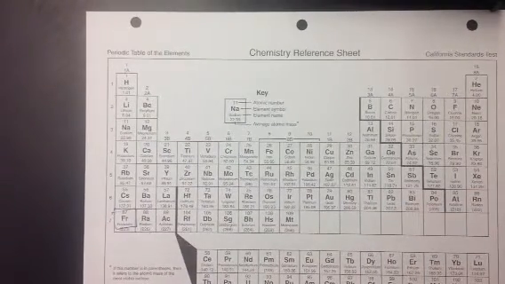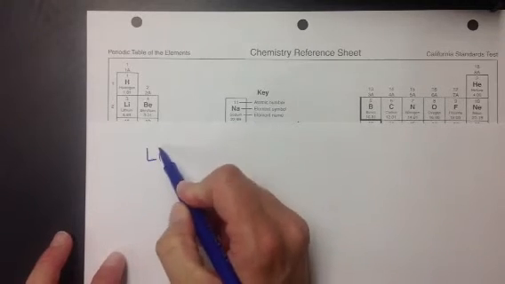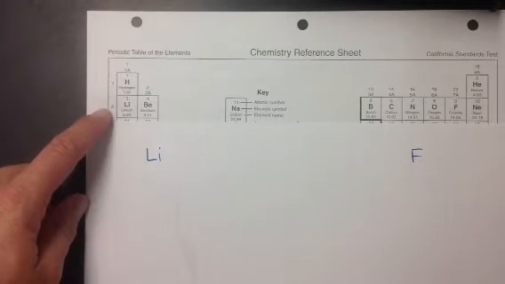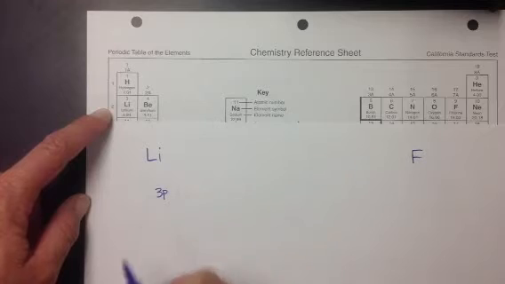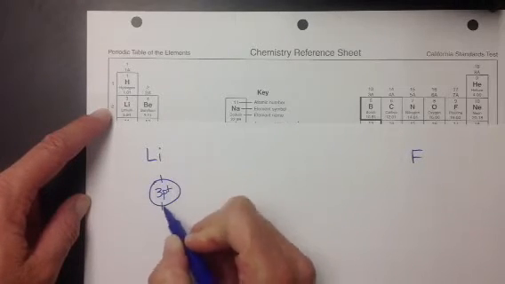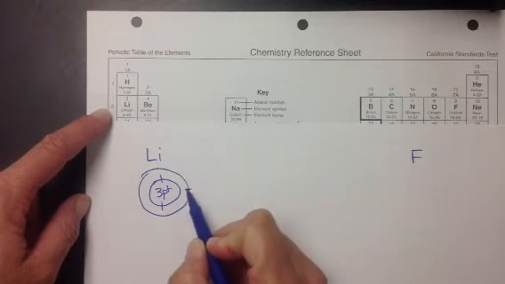Moving across the periodic table is a little bit trickier. So if we just compare our period 2 elements, so if we look at lithium and we compare that to fluorine, okay, lithium has 3 electrons and 3 protons. So it's got 3 protons in its nucleus. Its first energy level is filled with 2 electrons, and its second energy level has 1 electron.